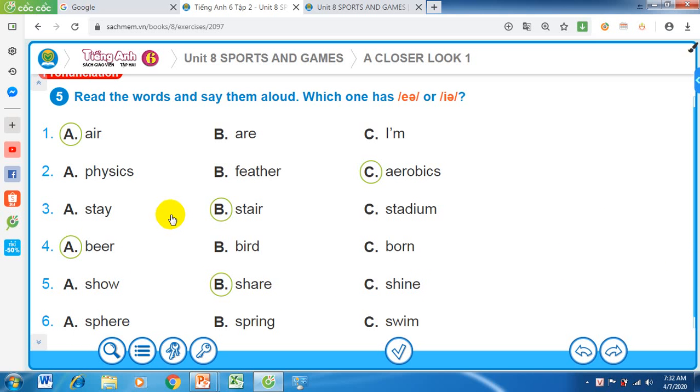Number 6. A. Sphere. B. Spring. C. Shrimp. So your answer is A. Sphere with the sound ear. Okay, let's check. Yes, that's right. So we will practice with the words air, aerobics, stair, beer, share, sphere. Okay.